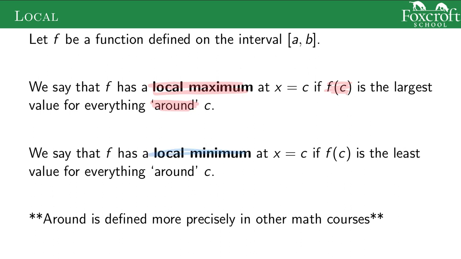A local minimum, you can imagine, is the same thing. Our y value is the least for everything around that value. So here we're not looking at the entire function all at once. We're just looking at small pieces of the function.